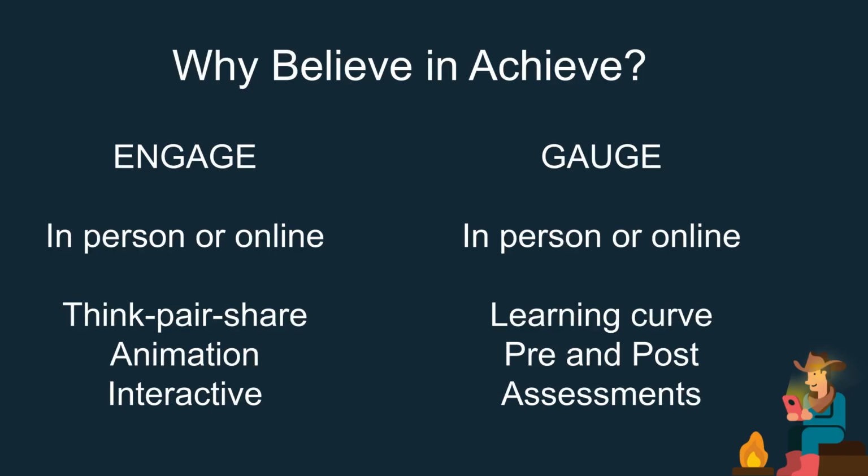Next slide. So in summary, why do I believe in Achieve? Because you can engage the students either in person or online modality, and high flex modality if you want to choose that. Think, pair, share, animation activities, interactive activities, which I just showed you with the Punnett Square. And then you can gauge student performance, either in person or online. The learning curve, which uses an algorithm for adaptive learning, pre and post assessments. And last slide.